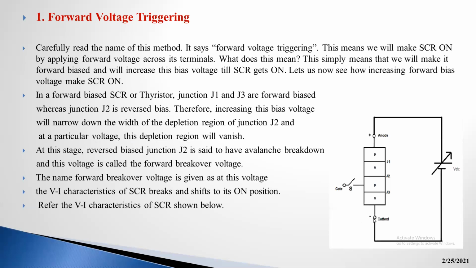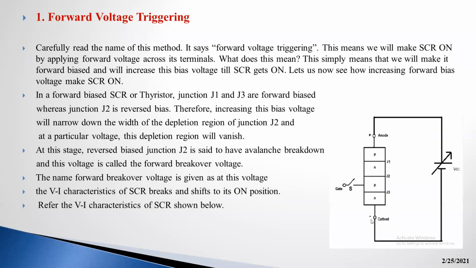The voltage is applied to the SCR, anode positive, cathode negative supply, like this. It is clear. And gate is open, means there is no voltage applied to the gate circuit; there is no supply to the gate circuit. It is clear. So the voltage is applied to the SCR: anode is the positive terminal of the supply and cathode is the negative terminal of the supply.